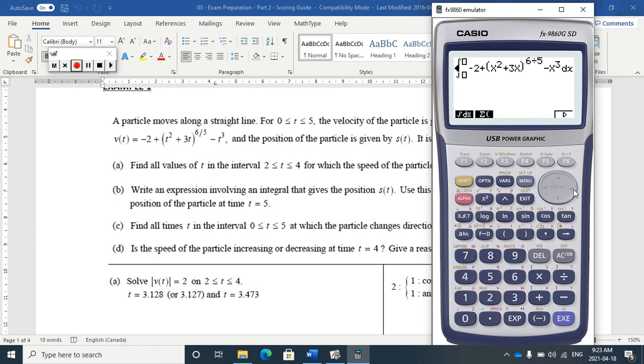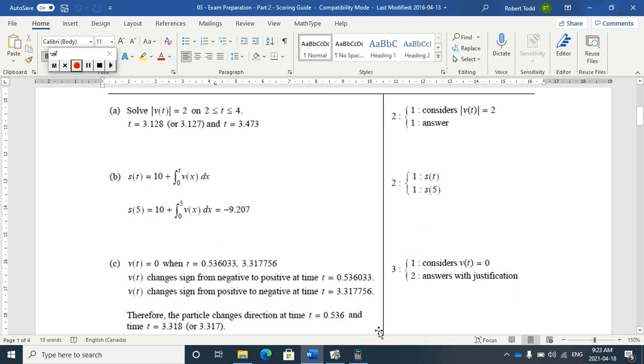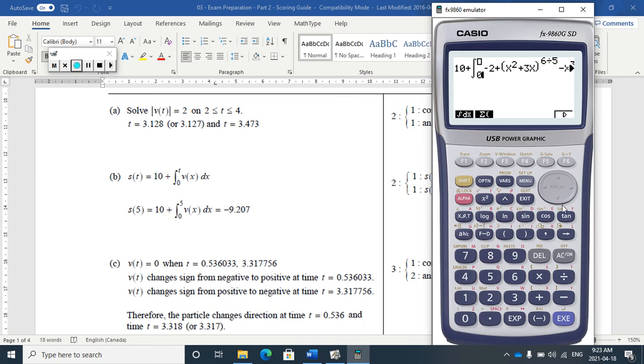And then right arrow over from there. Lower limit of summation, I already forget what I'm at here. Oh, I'm going from 0 to 5. So 0 up to 5. And then when I press equals, I get negative 9.207 there. Okay.